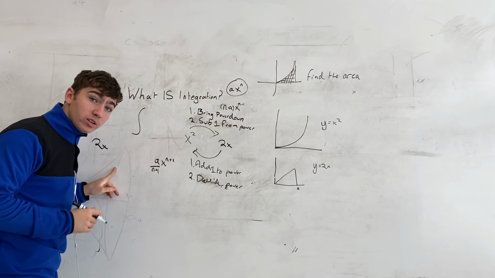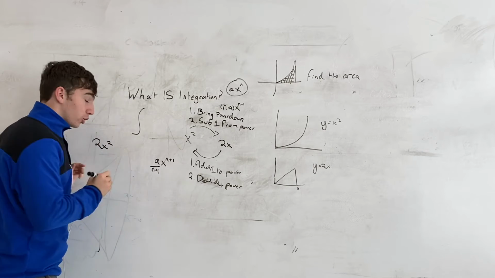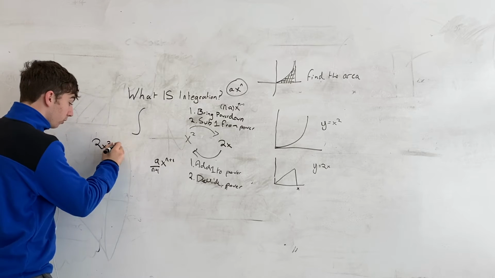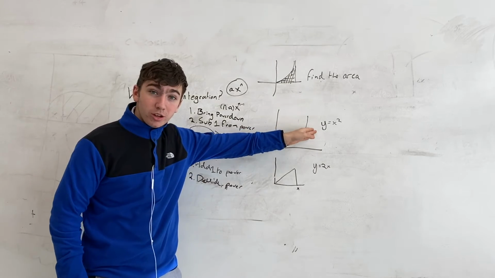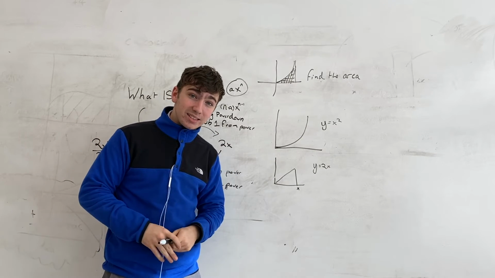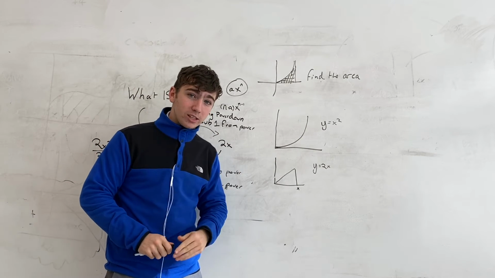X is to the power of 1, so we add 1. That's 2. Then we divide by 2, and we get x squared. And that's this function here. So that is how we can get the integral, or the area underneath the curve.